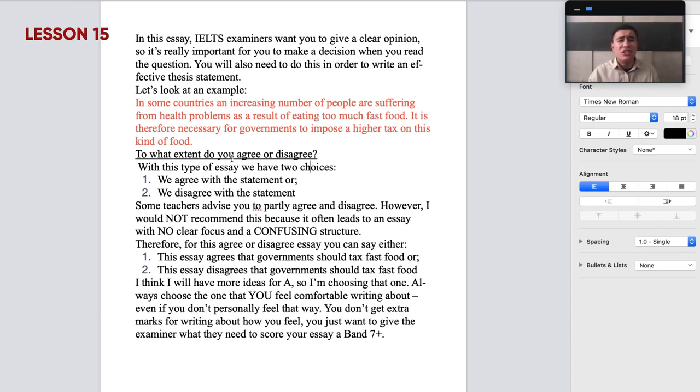And sometimes teachers recommend to partly agree and disagree, and students might be confused and think that they will receive a higher score if they write partly agree and disagree essays. However, I would not recommend this because it often leads to an essay with no clear focus and a confusing structure. Remember, you will not be assessed on the ideas, guys, that you have, okay? So it's always better to choose one side.